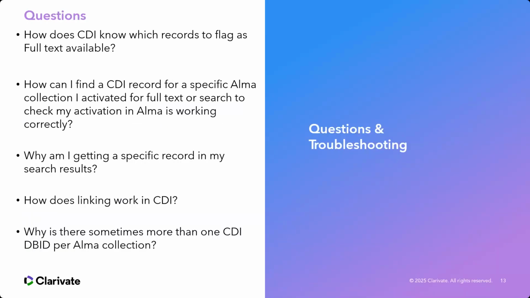Okay, so moving on to the next part of questions and troubleshooting. So let's start with how does CDI know which records to flag as full text available?